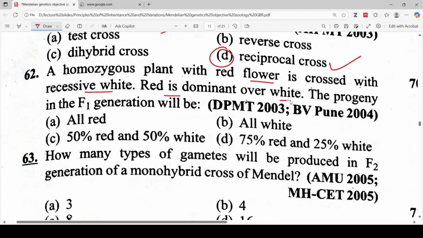Next question, a homozygous plant with red flower is crossed with recessive white. Red is dominant over white. The progeny in F1 generation will be all red. So the correct answer will be all red.